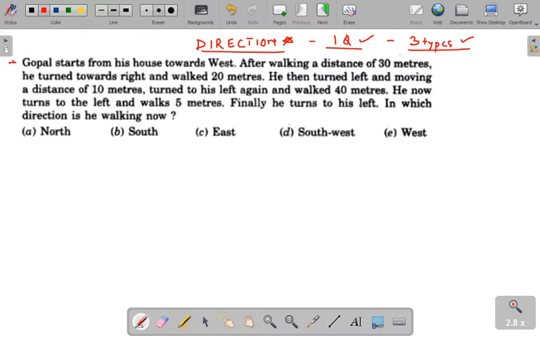Now, before we start entering the direction questions, we'll talk about the basic directions. This is north, this is south, this is west, and this is east. Similarly, there are four more. This is northeast, southeast, southwest, and northwest.